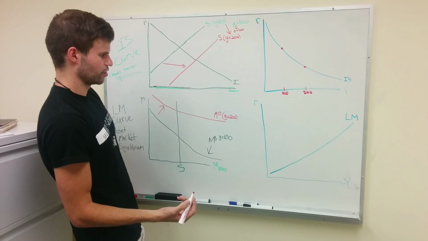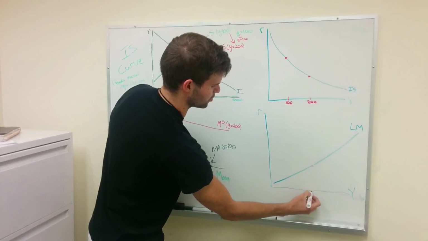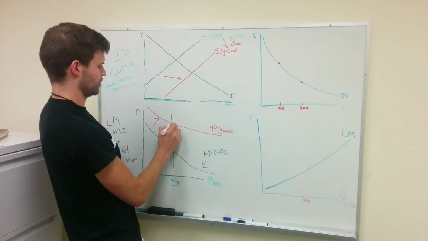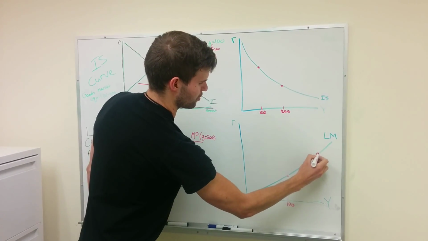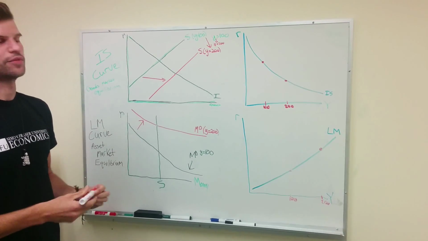So if you wanted to take a look at it, the interest rate is right here when Y is 100. And the interest rate will be right here when Y is 200. So that's how you derive your IS-LM curves.